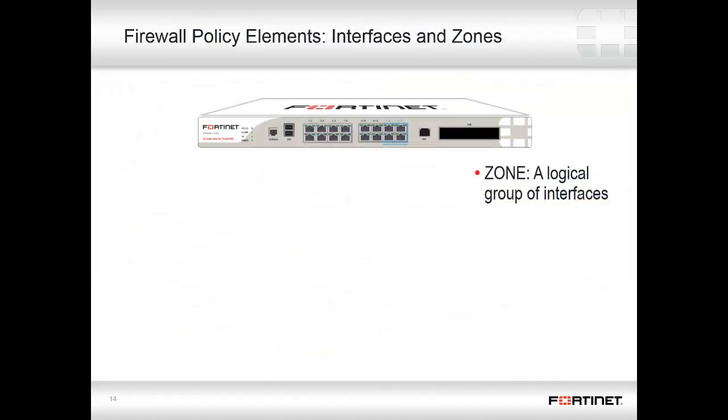The first part of a policy includes the ingress and egress interfaces. The incoming and outgoing interfaces for the traffic. Traffic that hits this interface is allowed to leave out on another interface. Depending on the situation, this could be the same interface the packet arrived on.